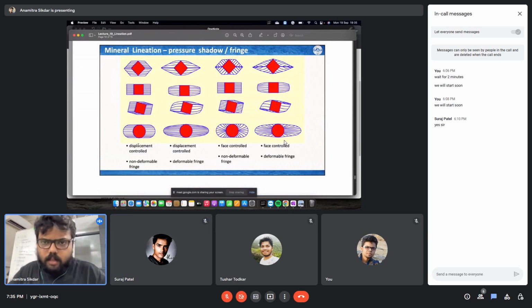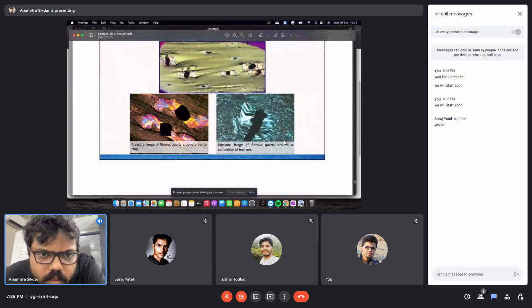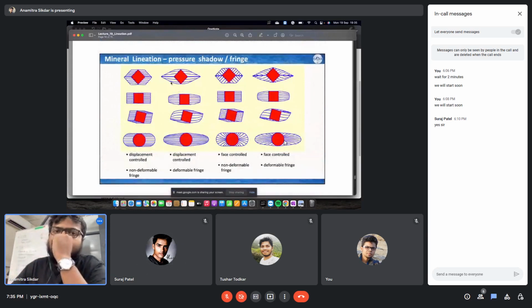I don't even understand what this is. Okay. So what I can see is that these are different kinds of pressure shadow fringe. So these are the structures, right? So you see here, you see these structures, you see these things, or here these things. Can you see these lines? Yeah. So these are the schematic diagrams of these. So what kind of different structures you can have, right?